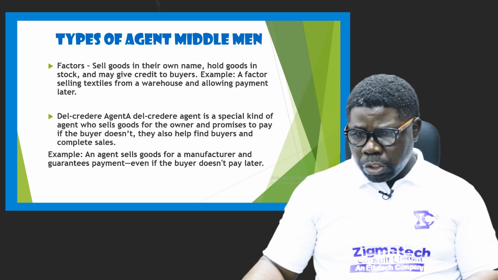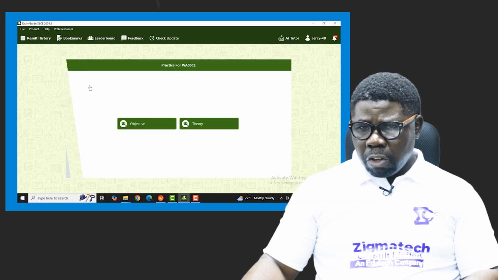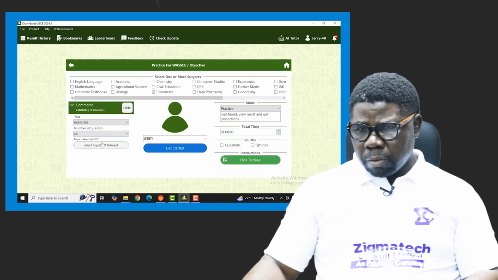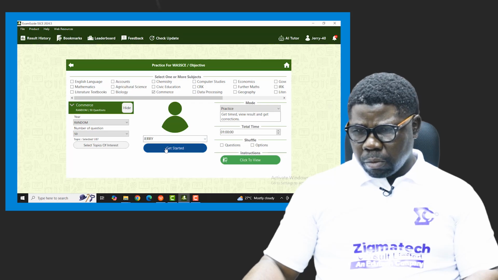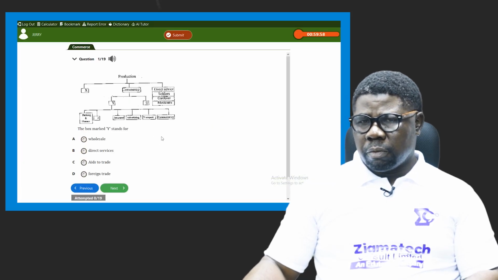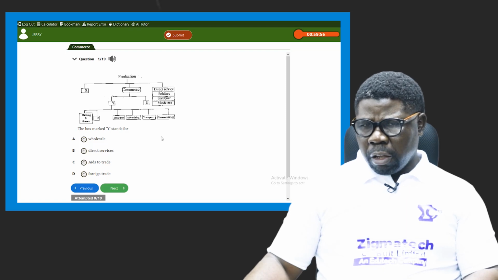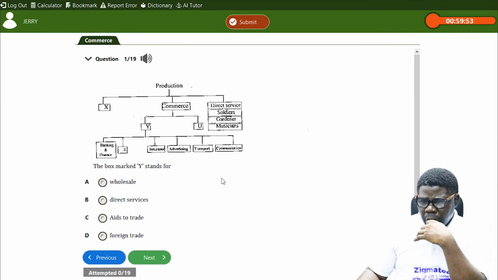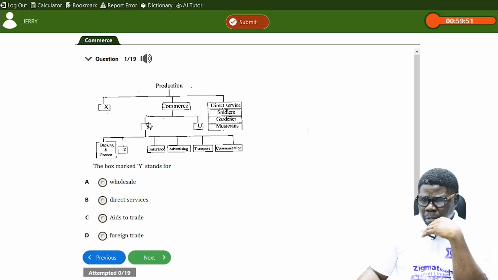So let's see if we can take one or two questions to wrap up this bit of our studies. Let's go. Okay, so here, you said the box marked Y stands for what? You know, commerce is divided into what? Trade and aids to trade. So yes, Y in this case is aid to trade, and U is what? Trade. You just reversed it, okay? Because you can see that this Y is the one that carries these other ones that are aids to trade. So Y is what? It is aid to trade.